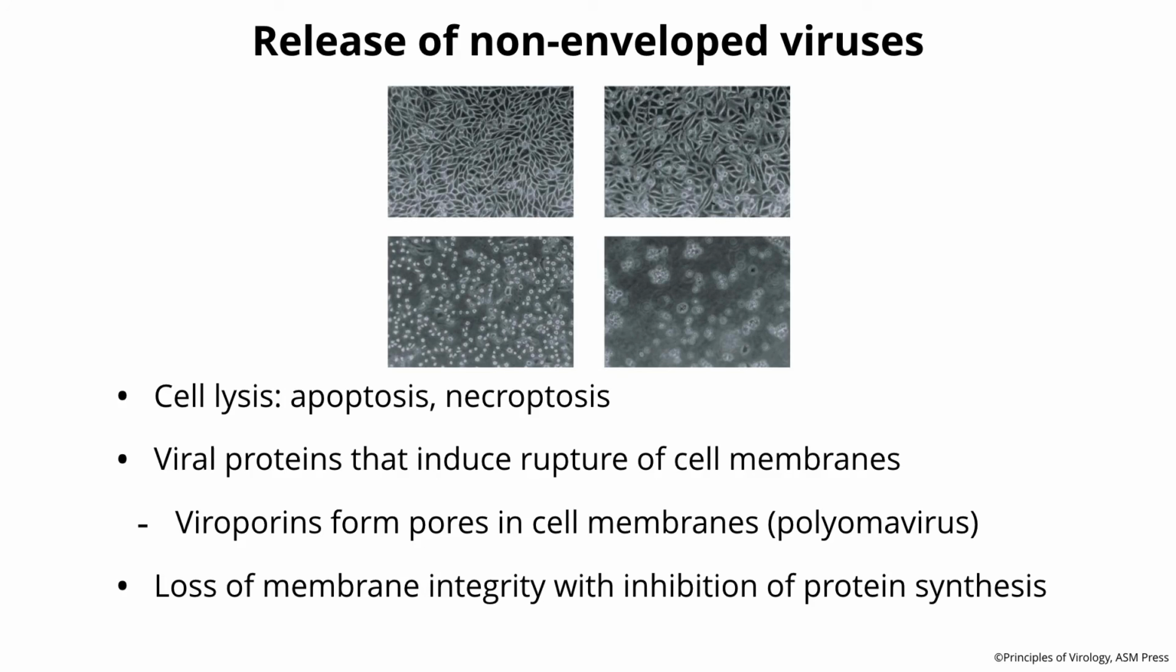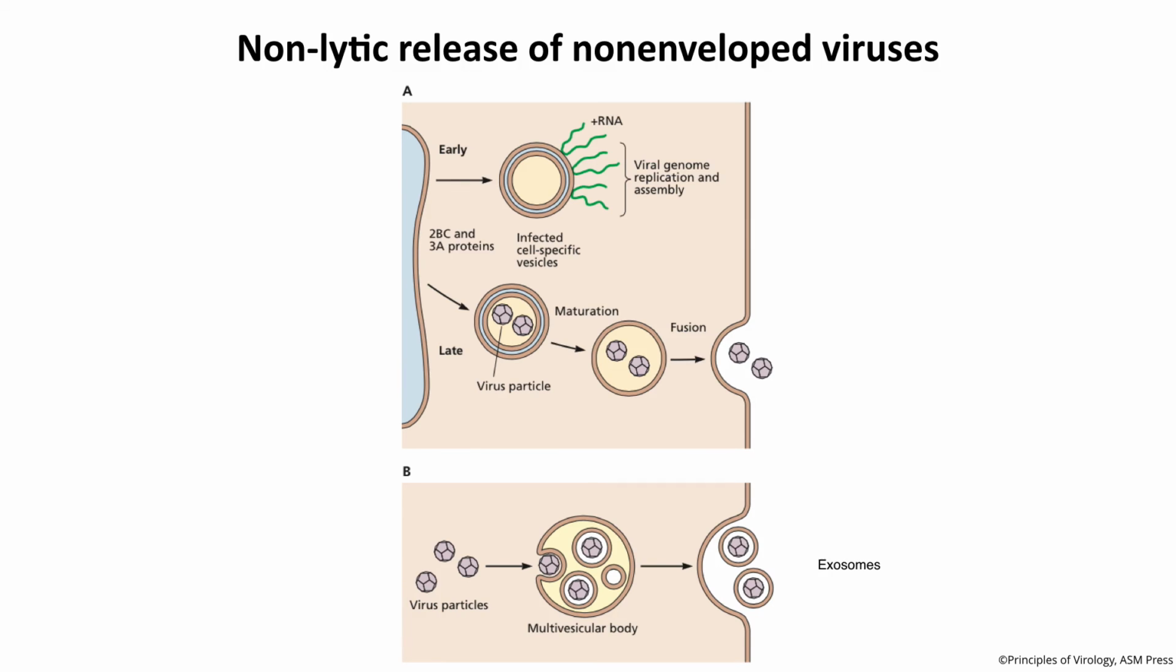But there's a growing body of evidence, and it's quite interesting, that there are non-lytic mechanisms for release of these non-enveloped viruses. And they are diagrammed here. For example, the picornaviruses and many RNA viruses, I told you, induce the formation of membranous vesicles in the cytoplasm, and the RNA genome is replicated on the surface of those vesicles. Late in infection, it's been shown that some of these vesicles can, when they form, incorporate virus particles, eventually move to the plasma membrane where they fuse and release virus particles without lysing the cell.